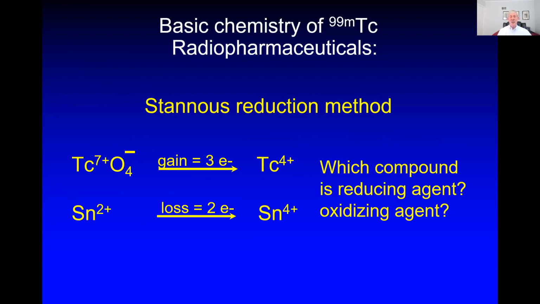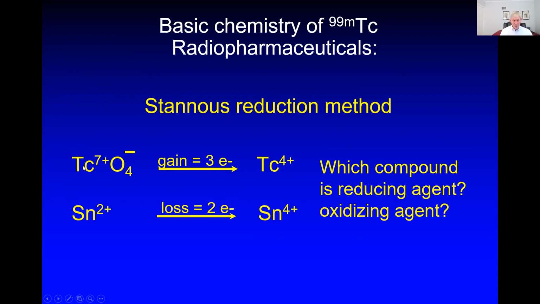If you take any freeze-dried vial of any cold kit that we use, MDP, HDP, pyrophosphate, glucoheptonate, all the hepatobiliary agents, everything but sulfur colloid, everything contains stannous chloride in the kit. What do we need it for? Stannous ion is tin chloride. Here's why we need it.